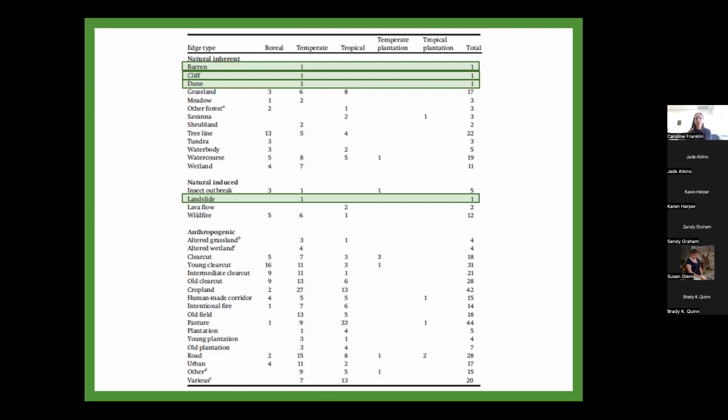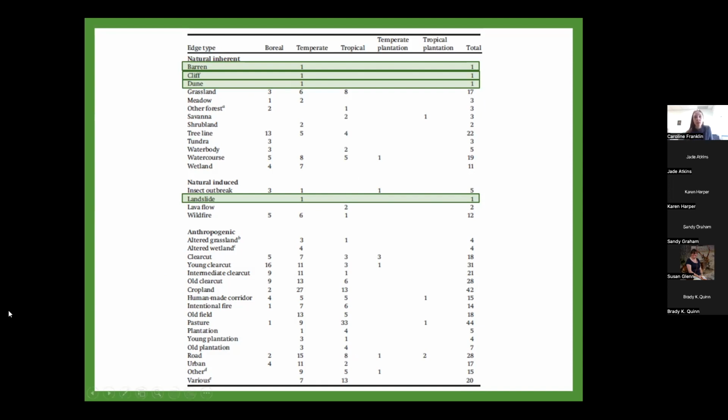Some edge types only had a single study. The ones highlighted here, the barrens, the cliffs, the dunes, and the landslides, only had a single study associated with them. Before I move on, I challenge you to think of an edge type that isn't included in this list.